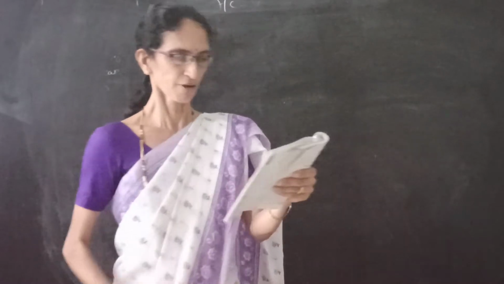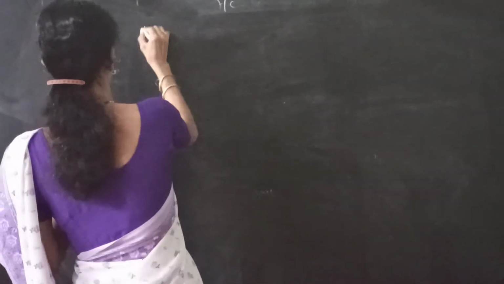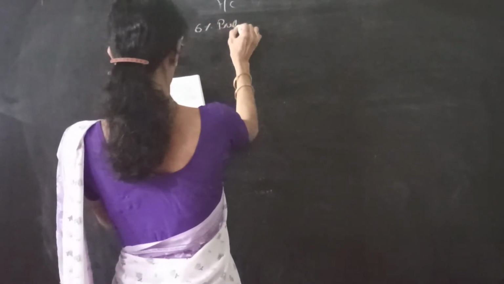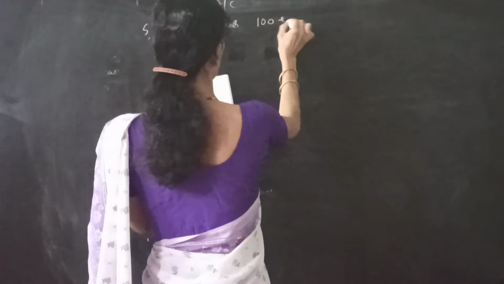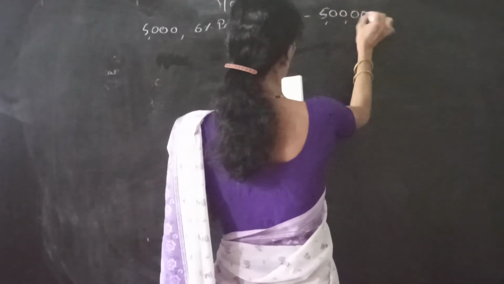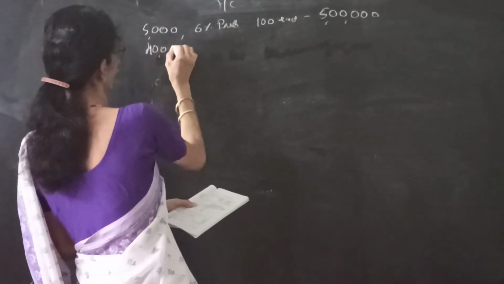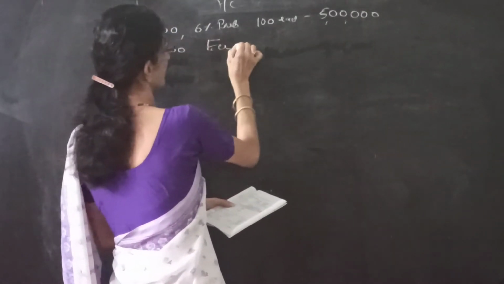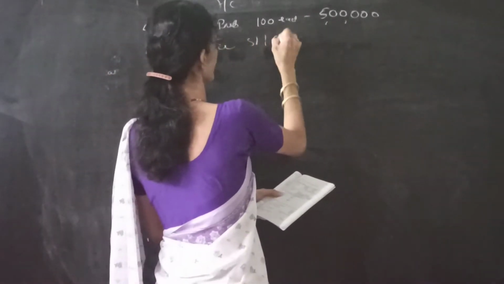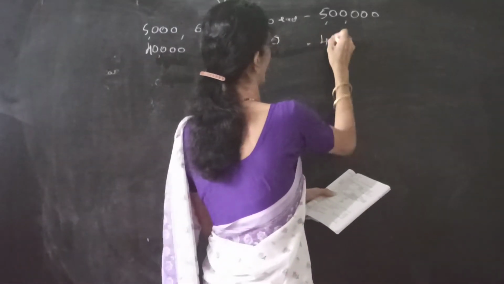It's given like this. From the following information, calculate the value of equity shares. 5,000, 6% preference shares of rupees 100 each. Value is given 5 lakh. So preference share is 5 lakh. Then it is given 40,000 equity shares of rupees 10 each. Amount is 4 lakh.